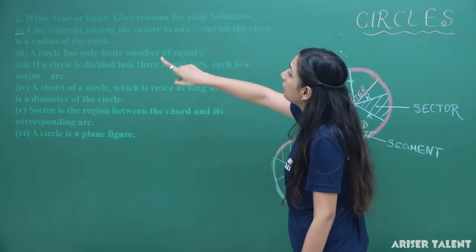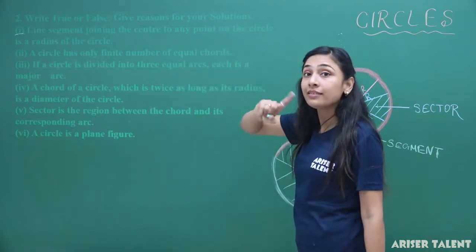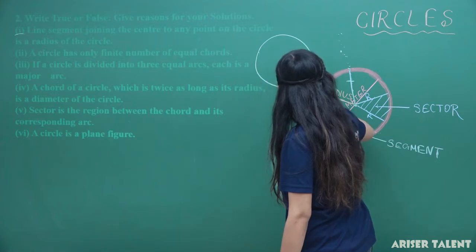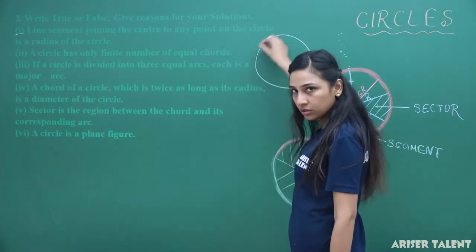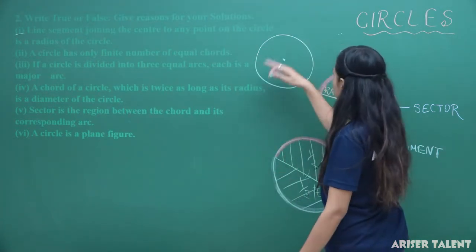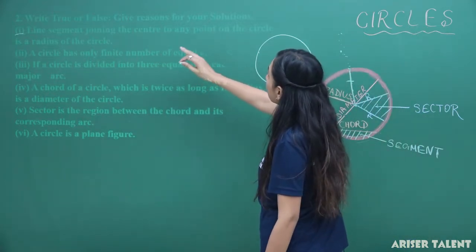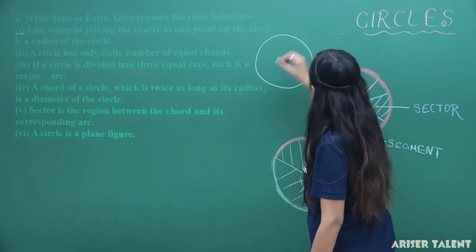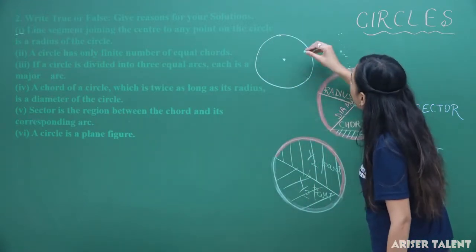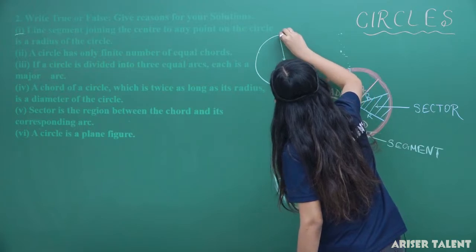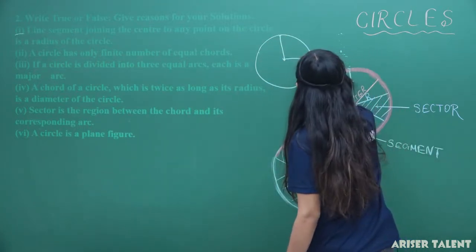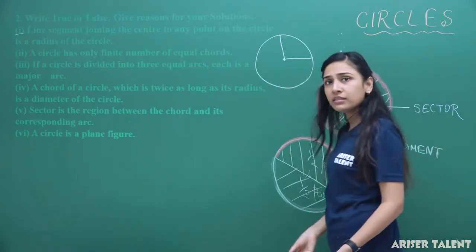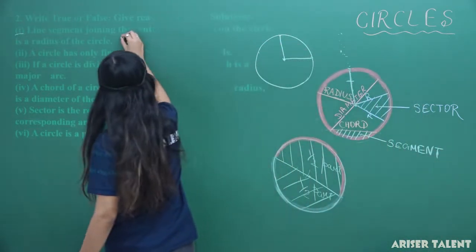So, it's trying to say that a line segment joining the center. So, this is a circle. Obviously, it's talking about any circle, right. So, let us assume this is a proper circle. Now, this is the center, and we take any point on the circle, let us take this point. If I am joining these two points, is this line segment a radius or not? Yes, it is a radius. That means, obviously true.